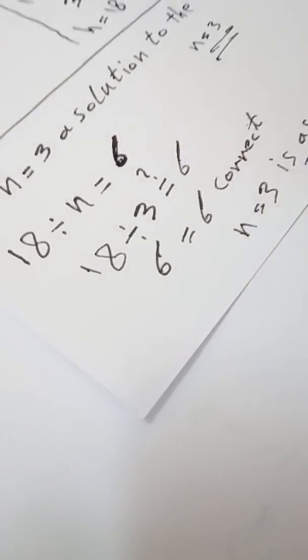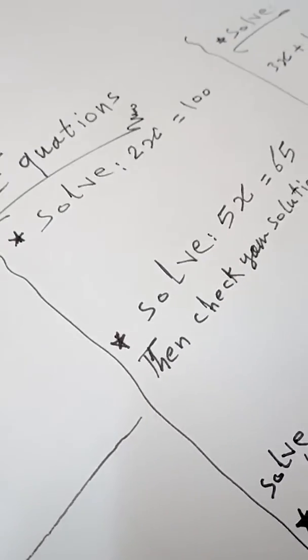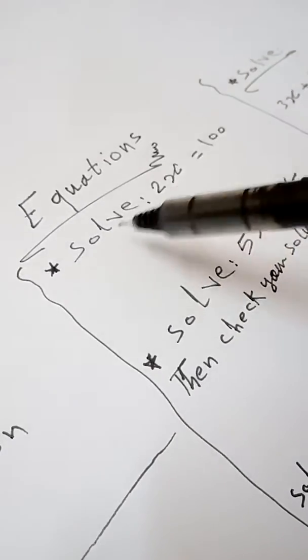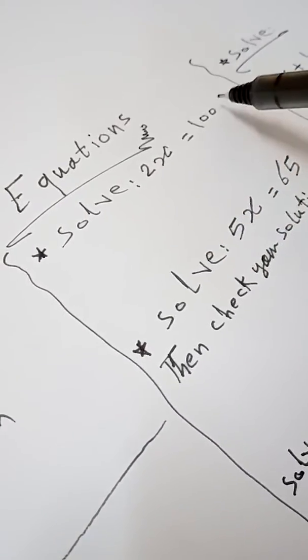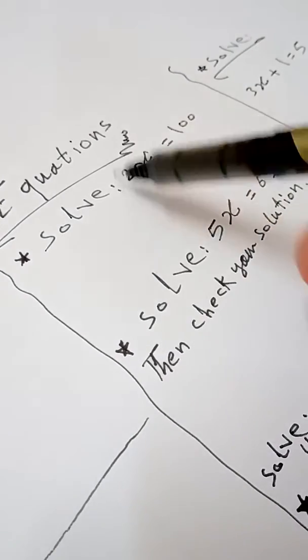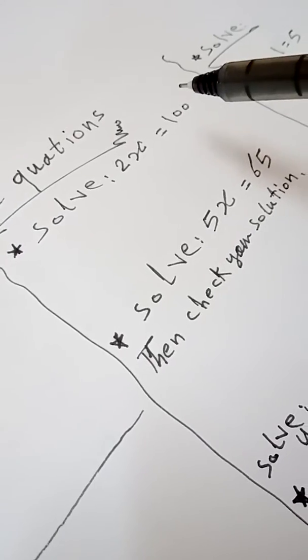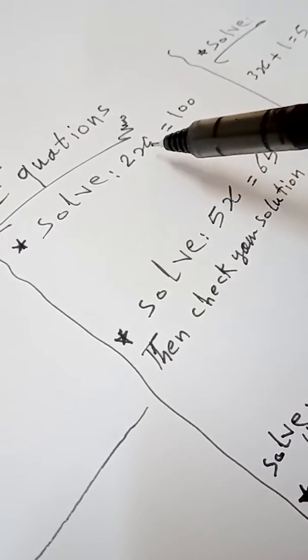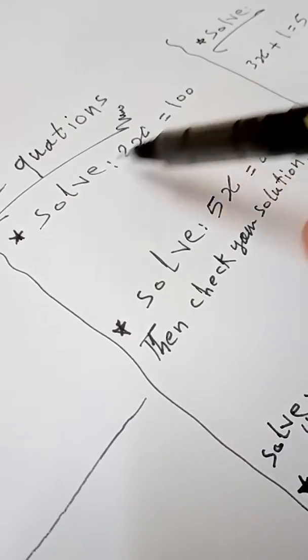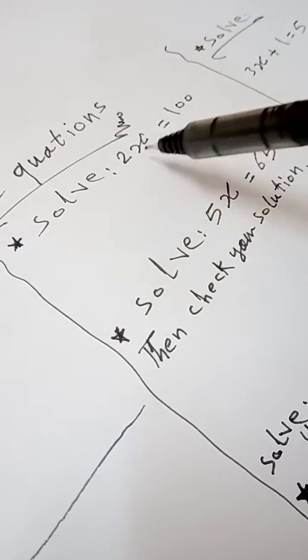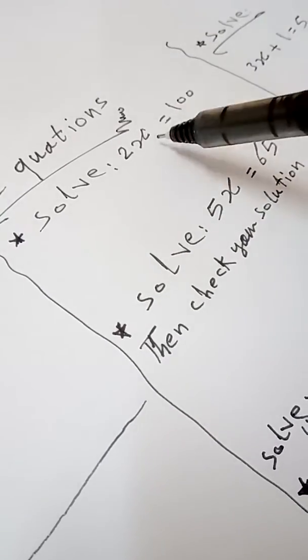To this equation. The example here. Solve 2x equal 100. Here we have a coefficient. Always remember, when you want to solve any equation, try to make the variable alone on one side. So remove any number with the variable.